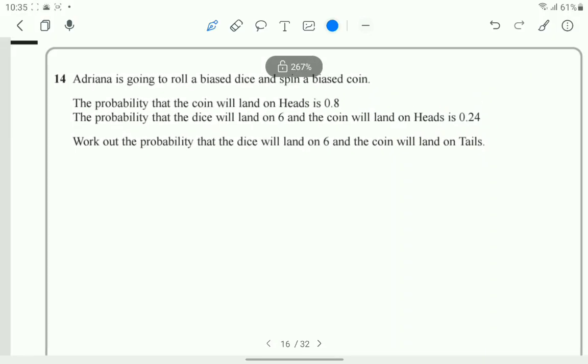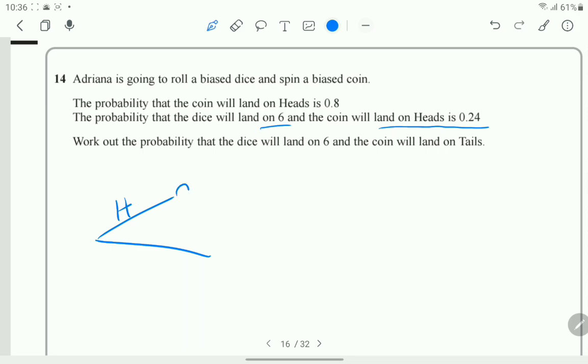Question 14 states Adriana is going to roll a biased dice and spin a biased coin. The probability that the coin will land on heads is 0.8. The probability that the dice will land on a 6 and the coin will land on heads is 0.24. So these are two events, and the probability of these two outcomes is 0.24. Work out the probability that the dice will land on a 6 and the coin will land on tails. So let's make a tree diagram.